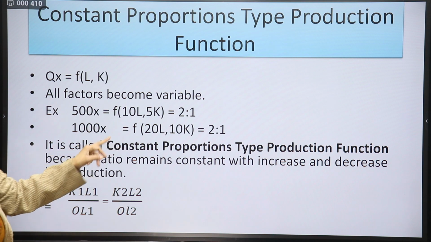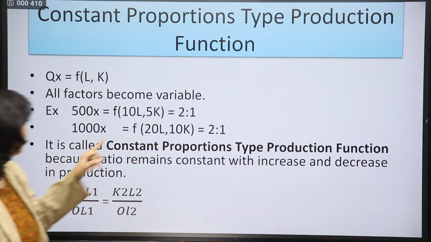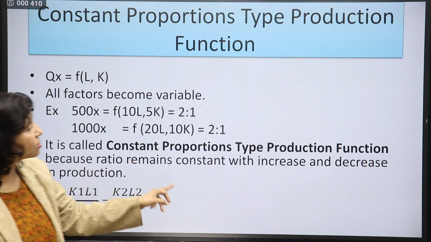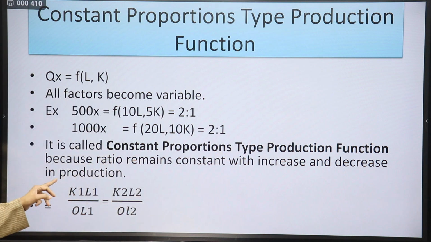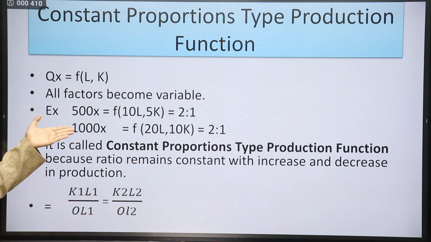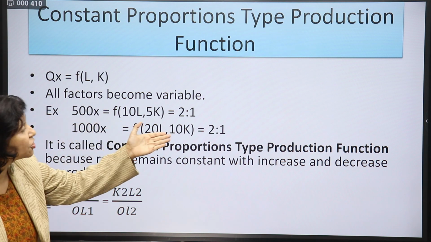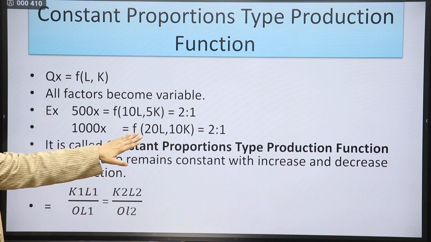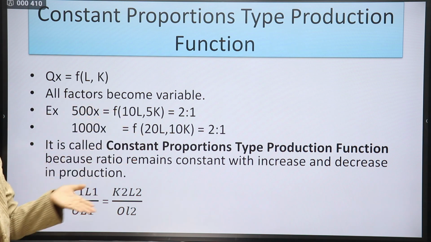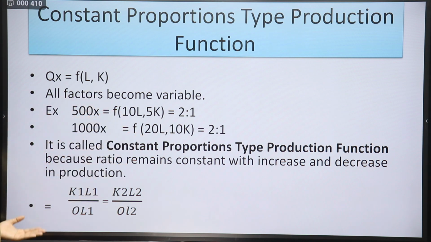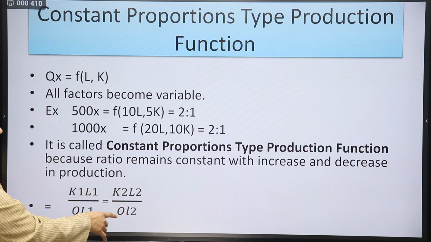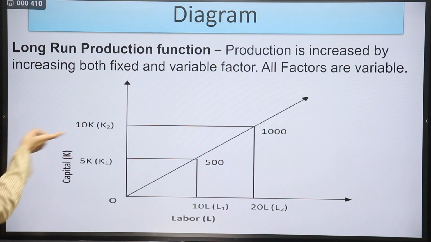It is called the constant proportions type production function because the ratio remains constant with increase and decrease in production of output. So if we want to increase our production, we can use more machines and more labor. If we want to decrease our production, we can use less machines and less labor. Then here our ratio is K1L1 divided by OL1 is equal to K2L2 by OL2. In the diagram it has been shown here.